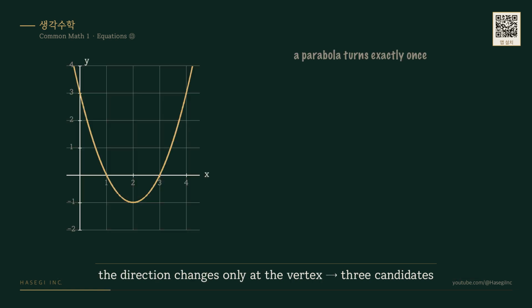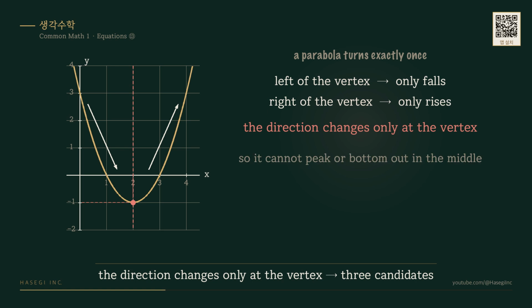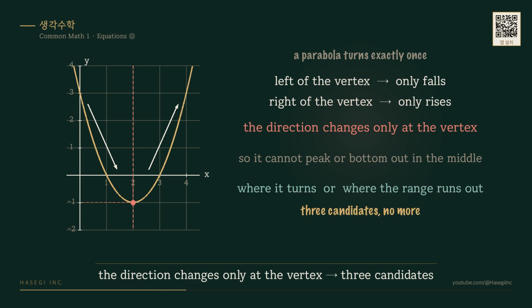Why only 3? The shape of a parabola gives the answer. Taking the vertex as the dividing line, everything to the left only ever falls, and everything to the right only ever rises. The single place where the direction changes is the vertex itself, so the value can never suddenly peak or bottom out somewhere in the middle of the range. Either it turns at the vertex, or it stops because the range runs out at an end. 3 candidates, and no more.